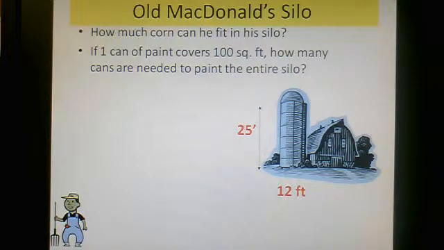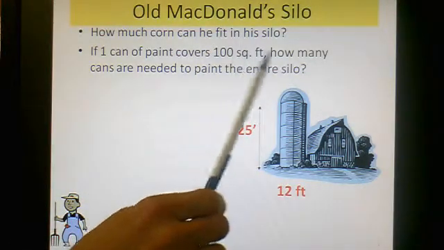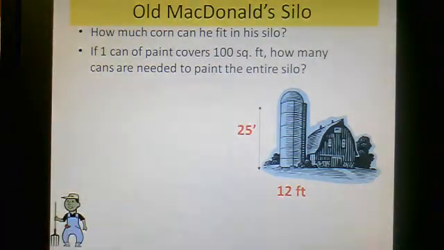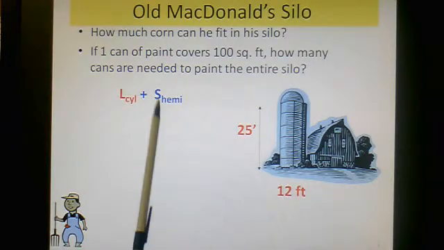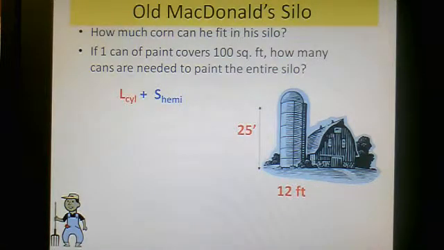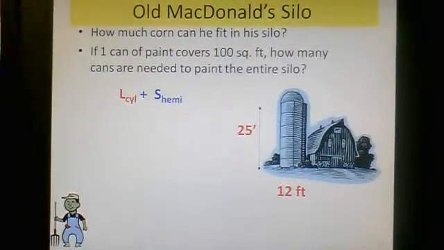Second question on here is, if one can of paint covers 100 square feet, how many cans would I need to cover the entire silo? So think about all the surfaces you'd need to cover. I want to paint the entire silo. And of course that would be the lateral area of a cylinder, the rectangle that's rolled up basically to make that silo, and the surface area of the hemisphere, not including the circles that sort of adjoin to each other at the top of the silo.